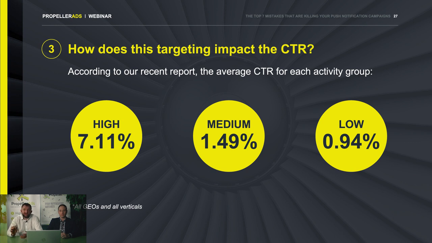Here you can see general CTRs for various activity groups from our recent research. You can see that the numbers vary greatly, and this is another proof why we recommend trying user activity targeting, because if you run campaigns targeting the whole database, you can overpay for low activity users. At the same time, traffic is traffic, and all user activities can be successfully used, depending on the product, depending on the geo you run campaigns in, and depending on the goal of your campaign.